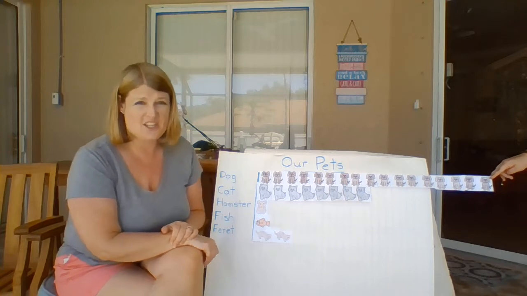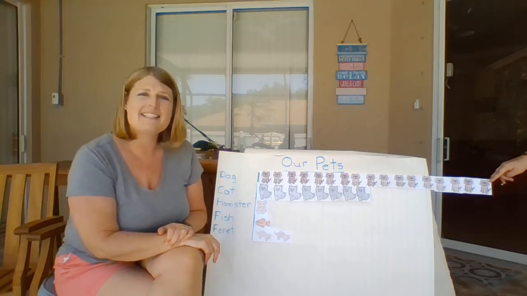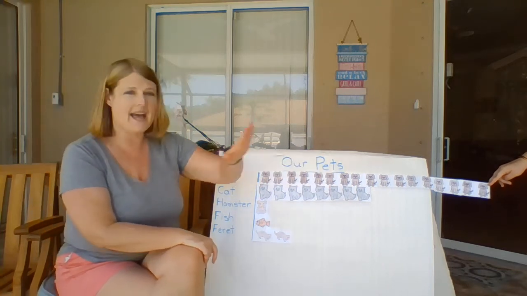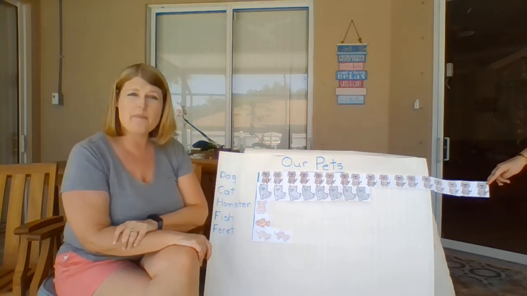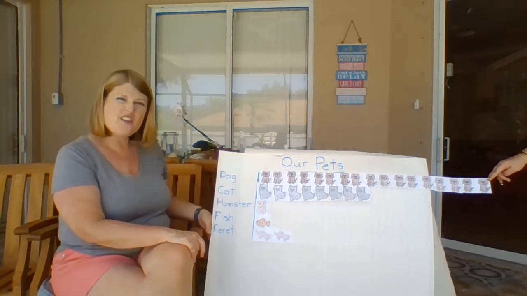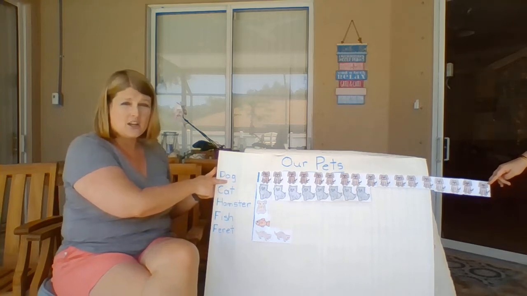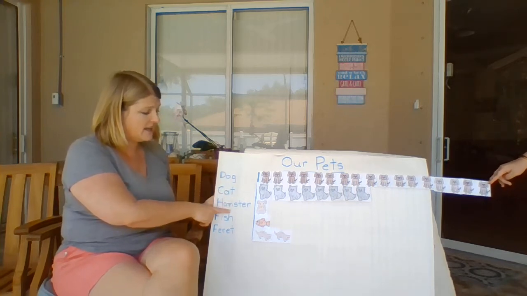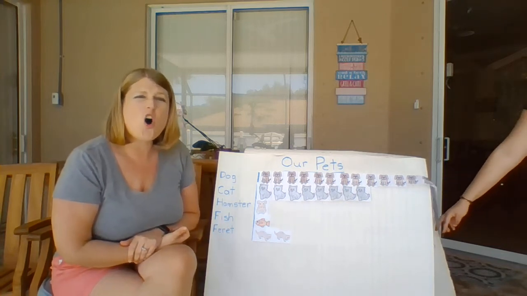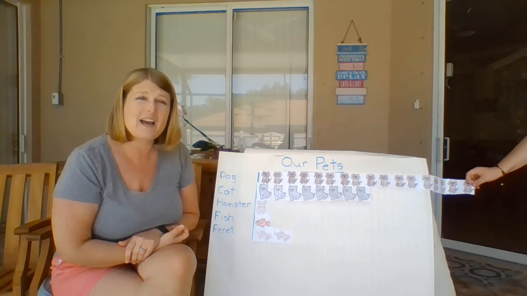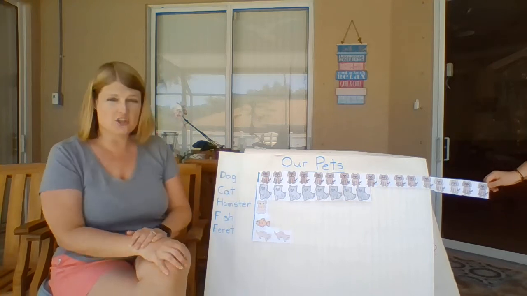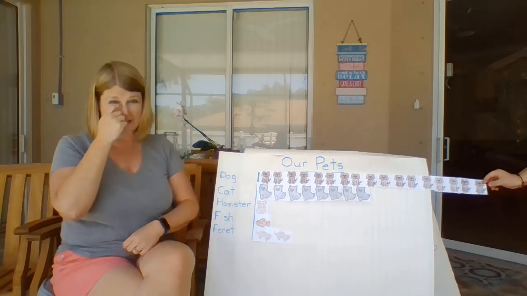First thing you need to know about a graph is every graph has a title. So I named our graph Our Pets because it's all about our pets that we have at home. Over here, I listed all the different pets we have. We have dog, cat, hamster, fish, ferret. These are all the different types of pets that we have. Now, in our picture graph, each picture represents one pet, okay?